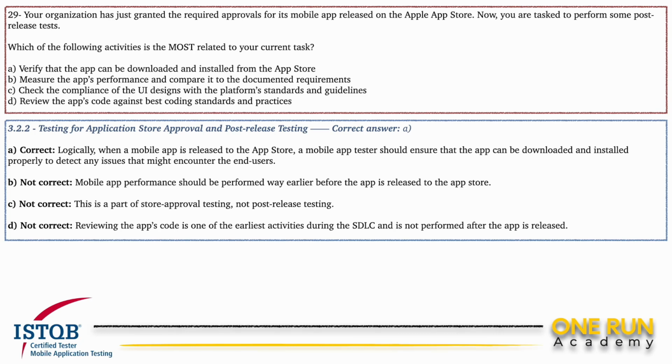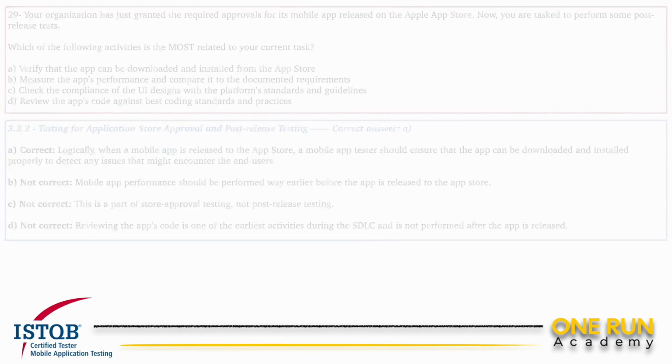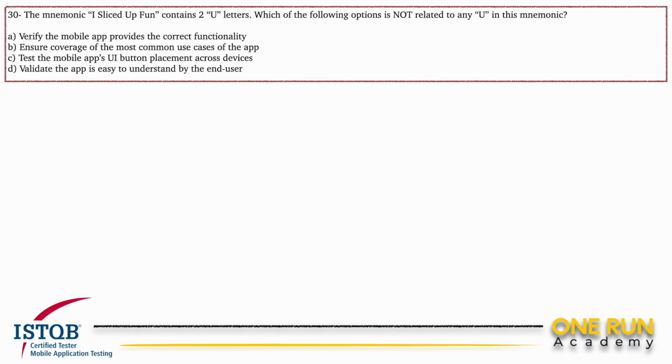And finally, we reach the last question in this video, which is question number 30. So let's take a quick look at this one. And the question says, I Sliced Up Fun contains 2 U letters. Which of the following options is not related to any U in this mnemonic?